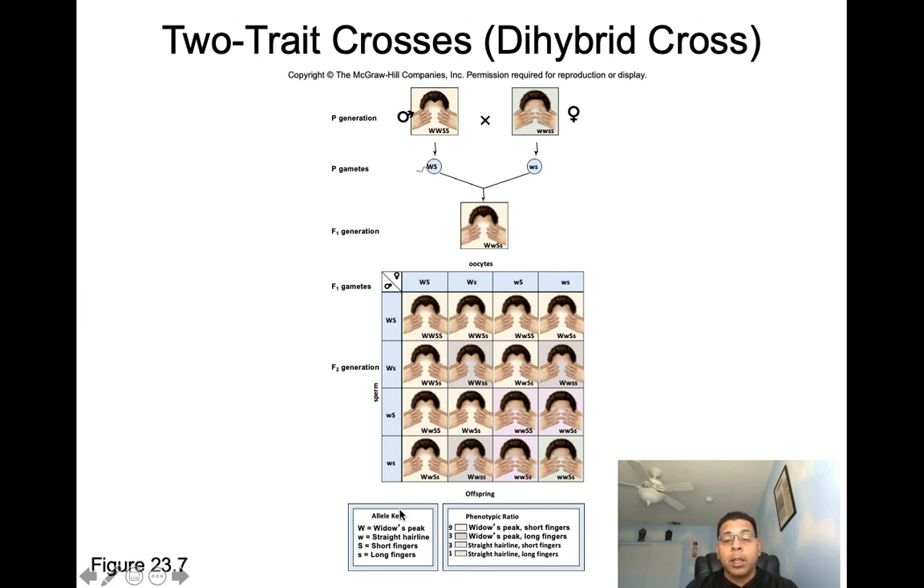Now again, the allelic key you can see here: if we have a capital W, that equals a widow's peak. If we have a lowercase w, that equals a straight hairline. And if we have a capital S, that equals short fingers. Lowercase s equals long fingers.